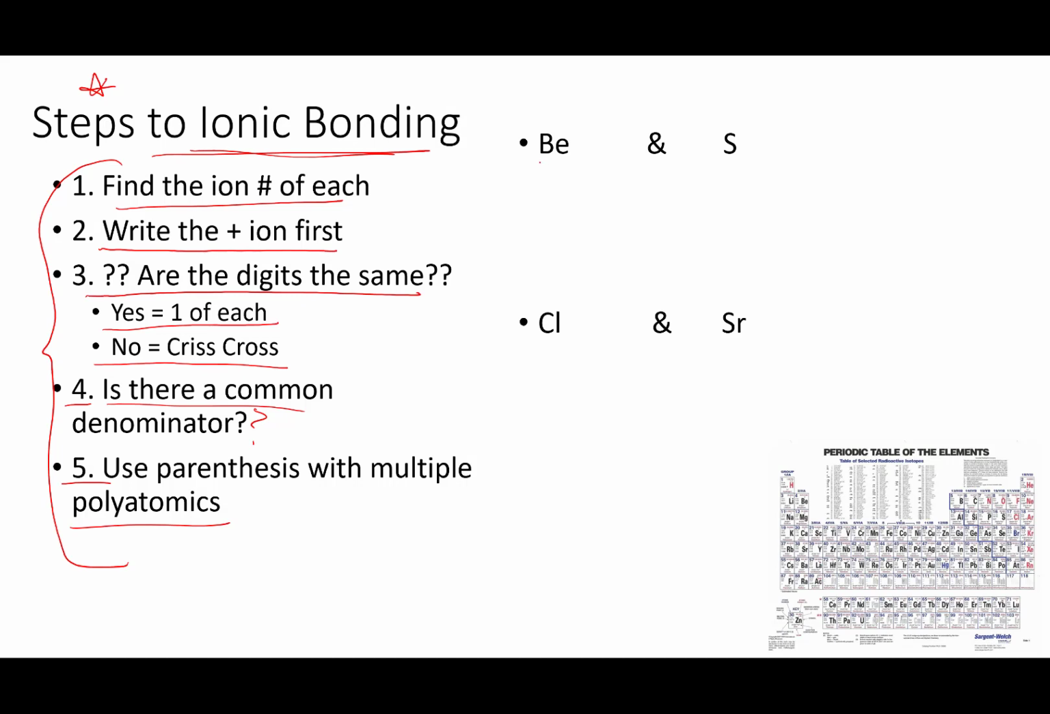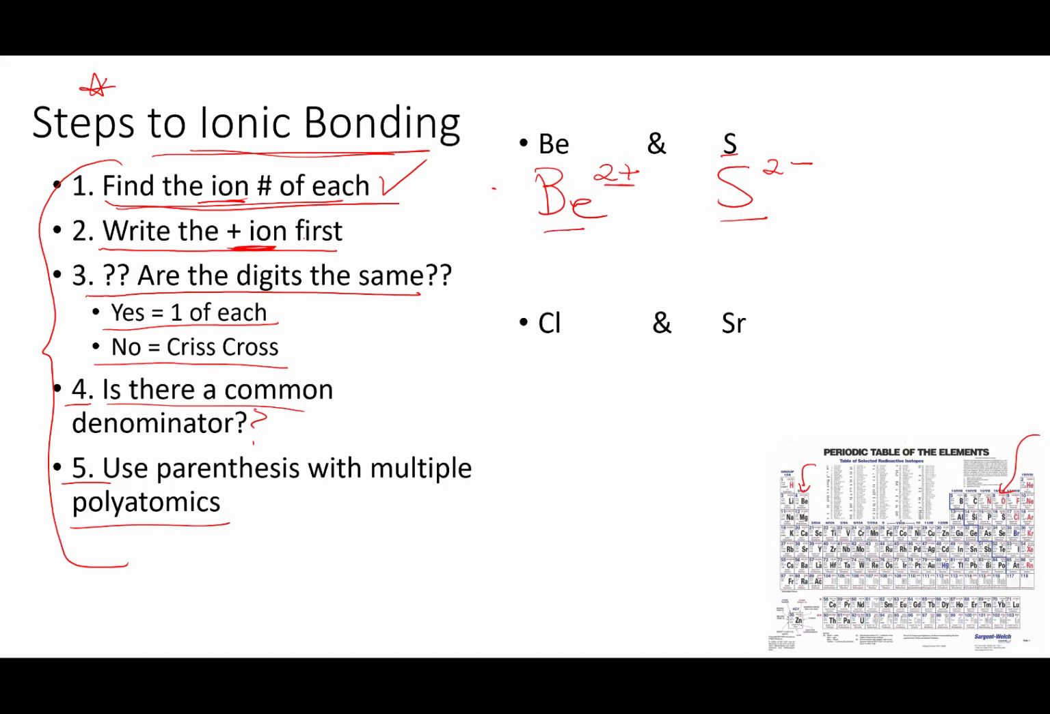So for beryllium and sulfur, step 1, find the common ion of each. Beryllium is right here. It's a group 2 element. Most common ion is +2. Sulfur is right there. It's group 16. Most common ion is -2. So we did this, found the most common ion. Write the positive ion first. And the positive ion is written before the negative one.